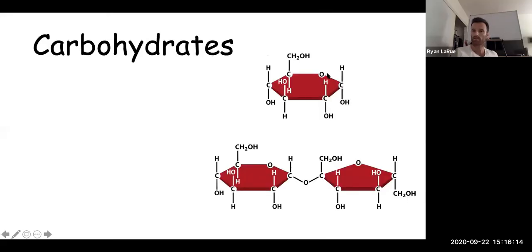Another example of a monosaccharide is fructose. Fructose and glucose are monosaccharides, and they look like this. There are these 6-carbon ring structures. And yes, I mentioned glucose was a very important one that we'll talk a lot about this semester.